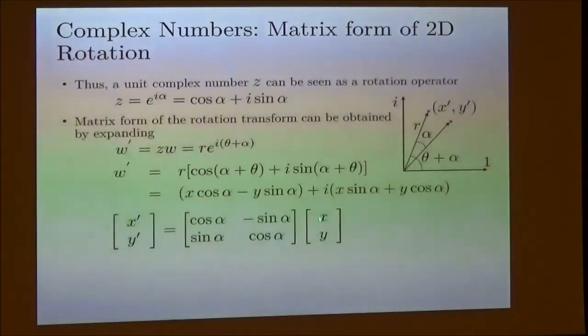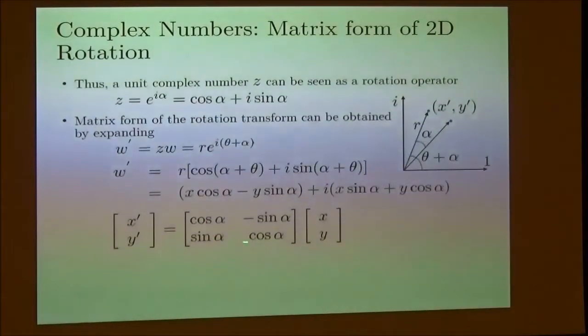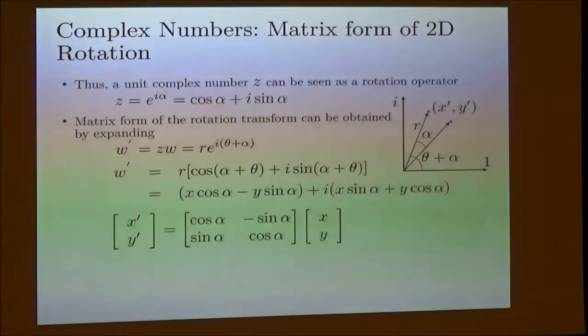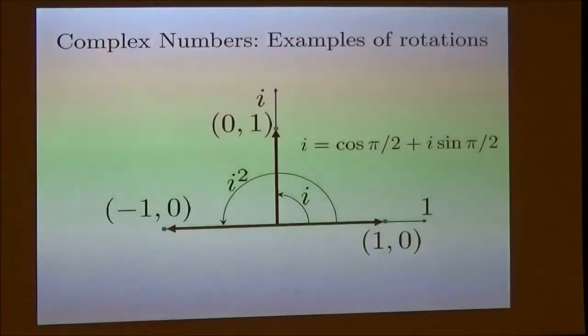So x and y are the two coordinates that you want to transform, and that's a 2x2 matrix. And this happens to be a special orthogonal matrix, because the dot product between the rows and vectors is equal to zero, and the magnitude of each of the rows and columns is also one. Couple of examples. So if you take a vector that is pointing along the x-axis, you multiply it by i, which can be written like this. Basically, it rotates it by 90 degrees. If you multiply by i squared, it rotates it in the opposite direction.